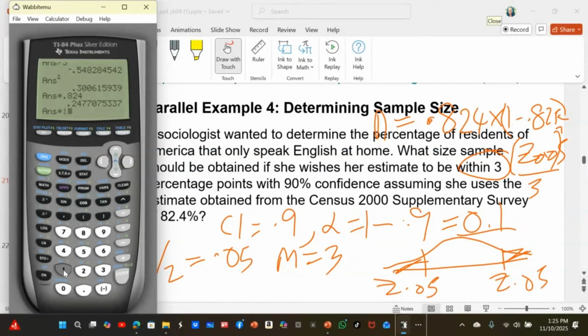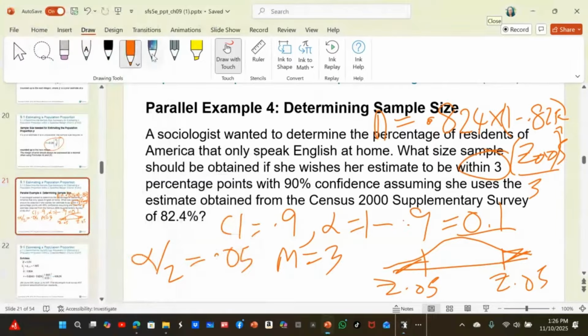Multiply again by 1 minus 0.824. And before I multiply, I really want to use parentheses. That way my calculator will not misunderstand. So 1 minus 0.824. And whenever you finish a calculation and your answer is negative, something is wrong, because sample size is not allowed to be negative. We can accept the fact that the sample size is 1, but we cannot accept the fact that the sample size is negative. Okay, so let's go to the next one.